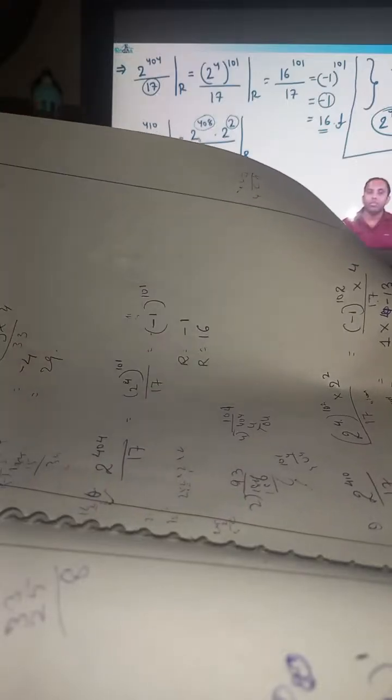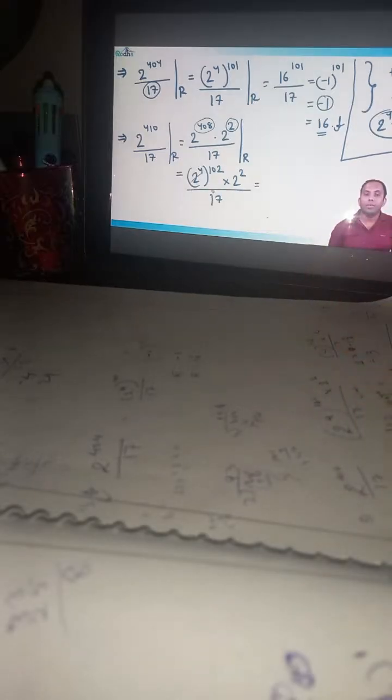Now 2 raised to 408 into 2 square. Why have I done this? Because 2 raised to 4 is 16. So I can write 408 as 2 raised to 4 into 102, since 408 by 4 is 102. So it is 2 raised to 4 into 102 into 2 square, divided by 17. Now this becomes 16 by 17, the remainder is minus 1. So it becomes minus 1 raised to 102 into 4, divided by 17.